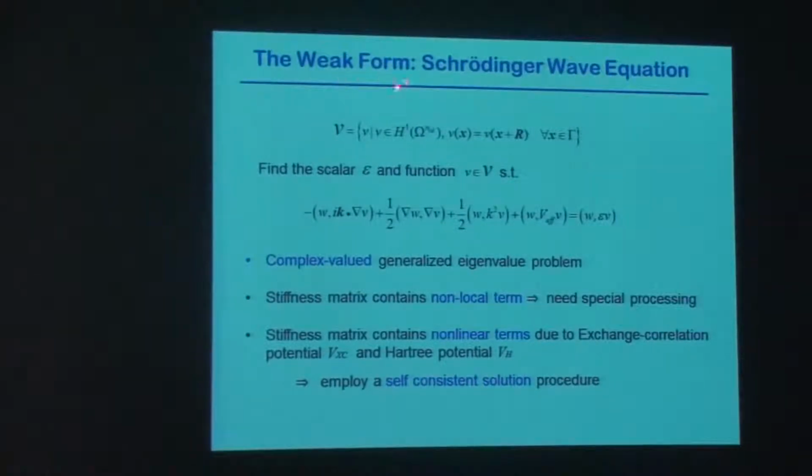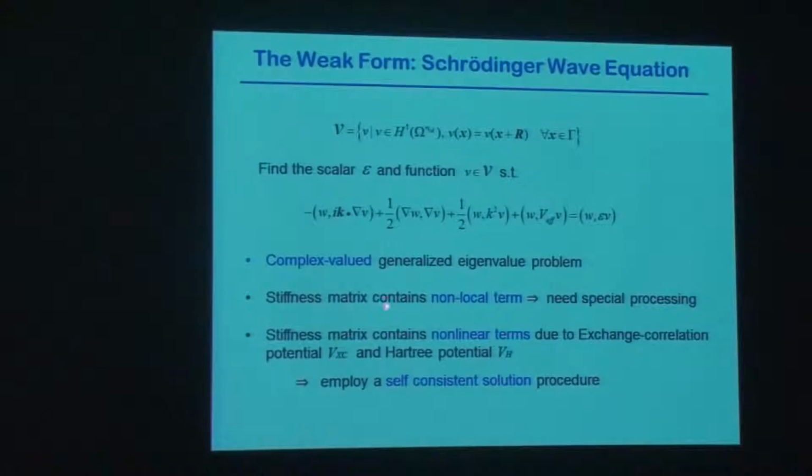So here's the weak form, or the Galerkin form, for the Schrödinger wave equation. Here's the space of functions. So we are looking for the H1 omega space, and periodicity of this complex function is embedded in this space. Our objective is to develop numerical schemes so that we can find the scalar real eigenvalues and this function V such that this equation is satisfied. If we look at this equation, this gives rise to a complex valued generalized eigenvalue problem.